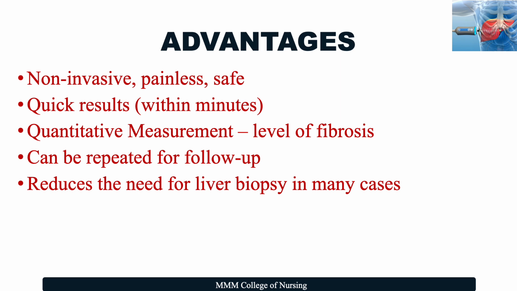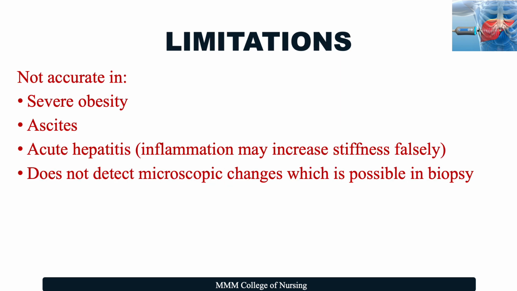The advantages of Fibroscan are that it is a non-invasive, painless, safe test. The results are very quick, within minutes, and it allows for quantitative measurement, that is the level of fibrosis, and it can be repeated for follow-up, and it reduces the need for liver biopsy in many cases. The limitations of Fibroscan. It is not accurate in severe obesity, ascites, acute hepatitis, and it does not detect microscopic changes, which are very much evident in a biopsy.